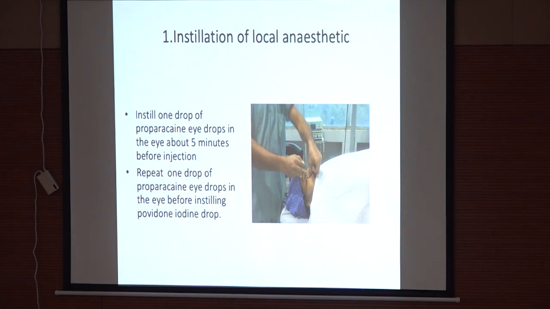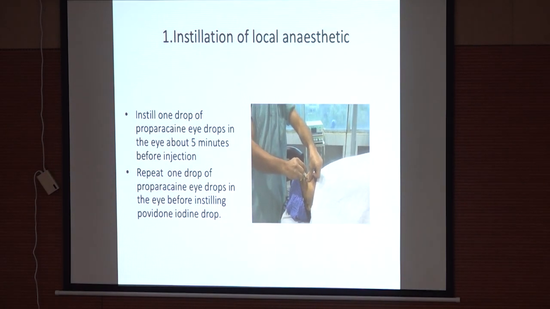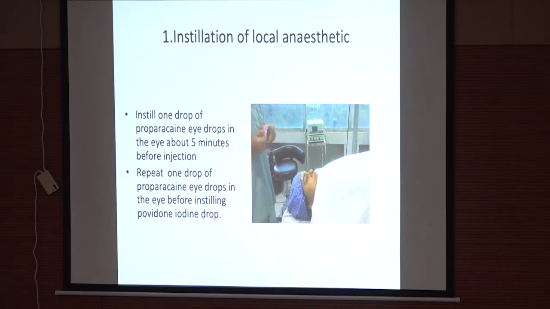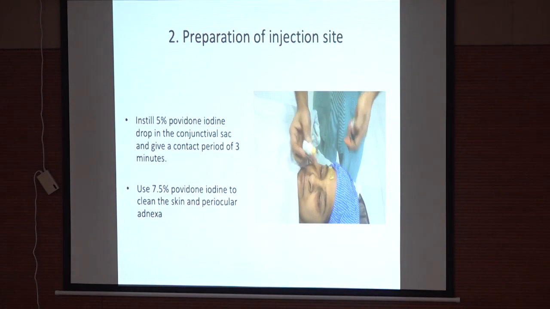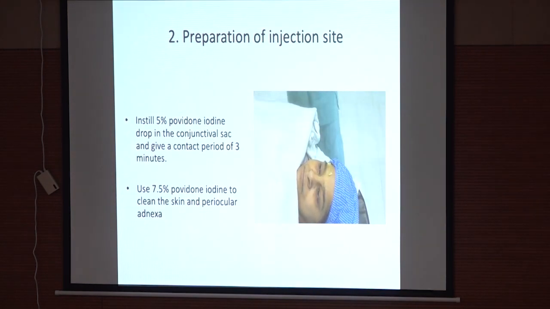And next is the local anesthetic drop. One drop should be instilled in the recovery room only, 5 minutes before the procedure. And as soon as the patient comes to the OT, you have to repeat one drop more. After putting the drop, you have to clean with povidone iodine. So you put a drop of povidone iodine and then clean the skin area with iodine.